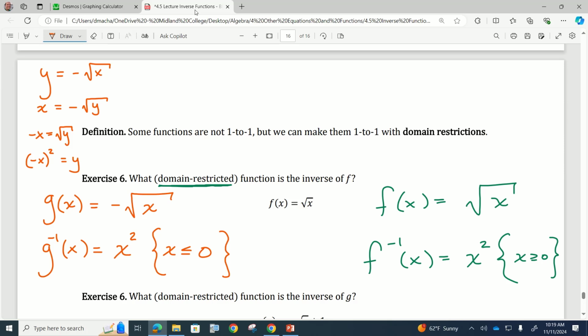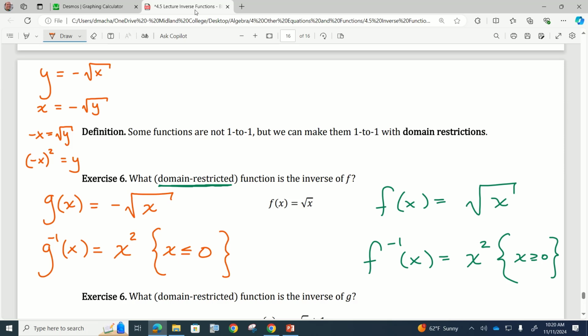So think about this for a second. At the beginning of class, I said the domain of your original function is the range of your inverse function. And the range of your original function becomes the domain of your inverse function. What would be the range of my g function? Well, the range is all the negative numbers and 0, right? Because this minus sign out front forces everything to be the negative numbers, but also the square root of 0, 0. So that means the domain of its inverse has to be the range of the original function. And so that's why I'm restricting the domain of the inverse to be all of the negative numbers and 0.